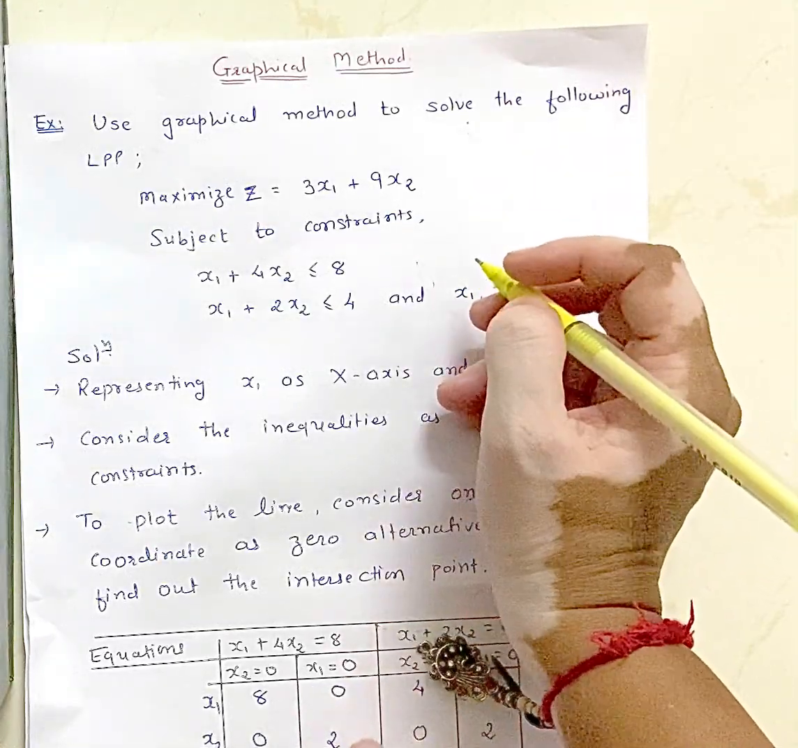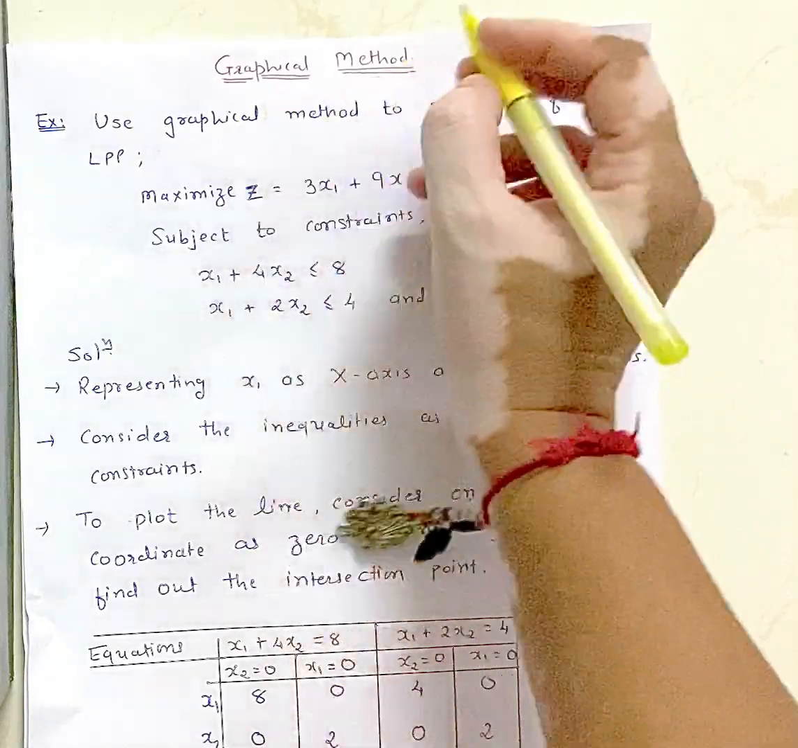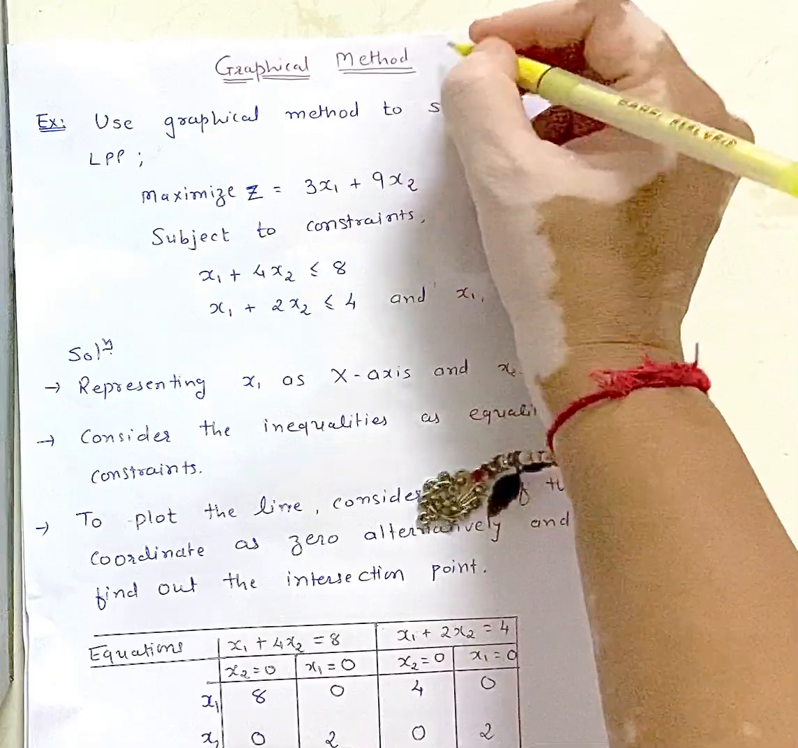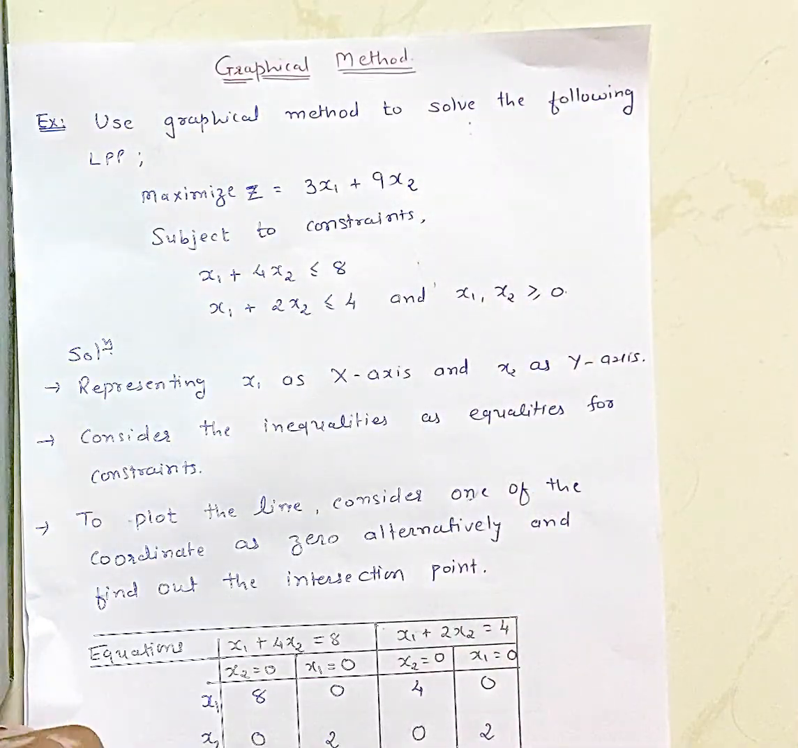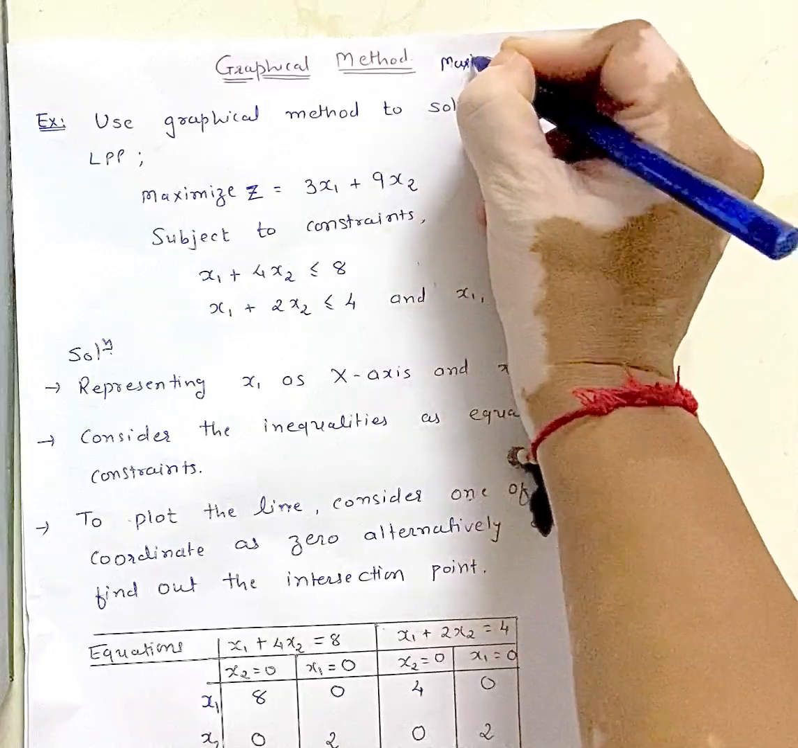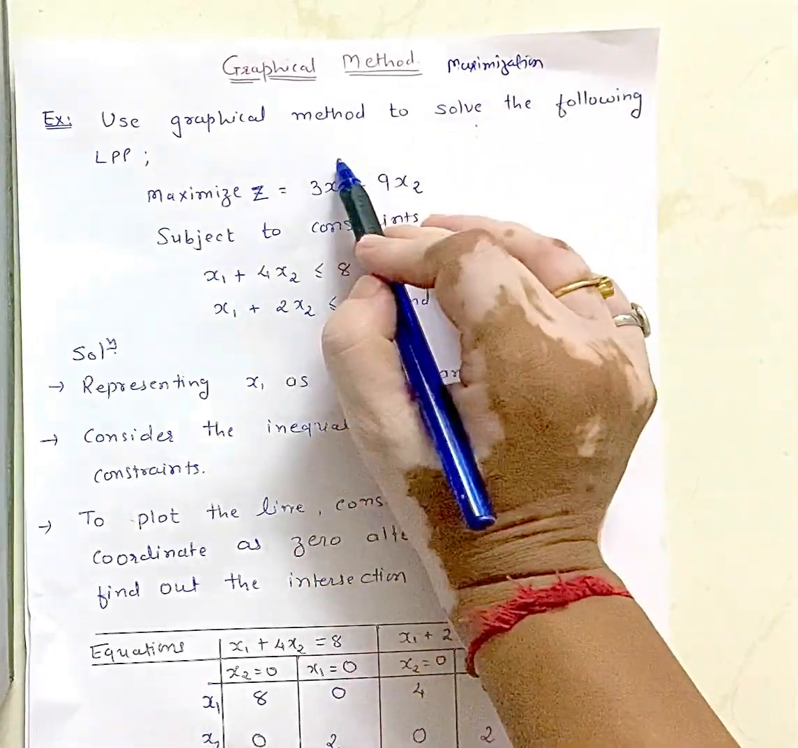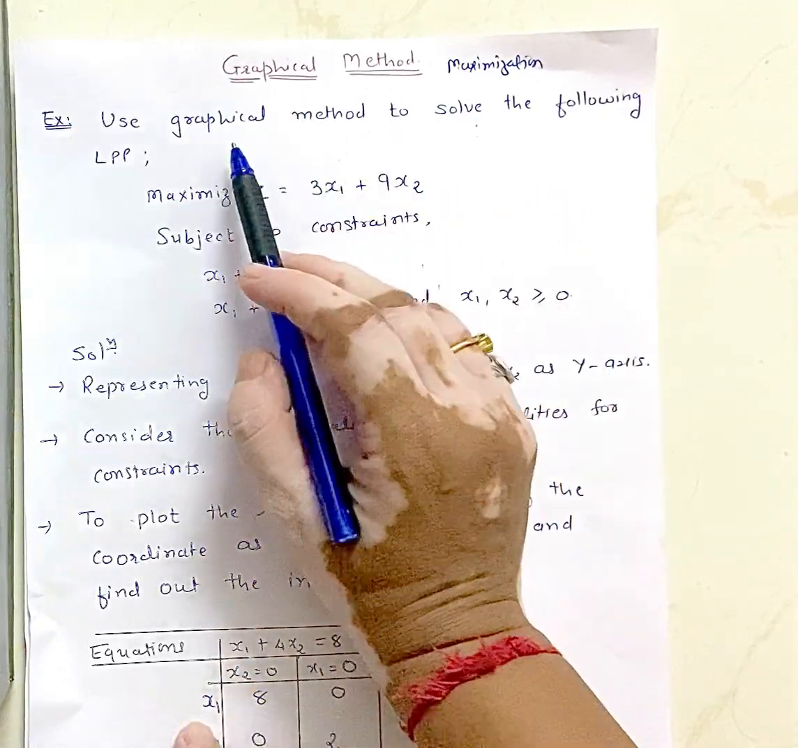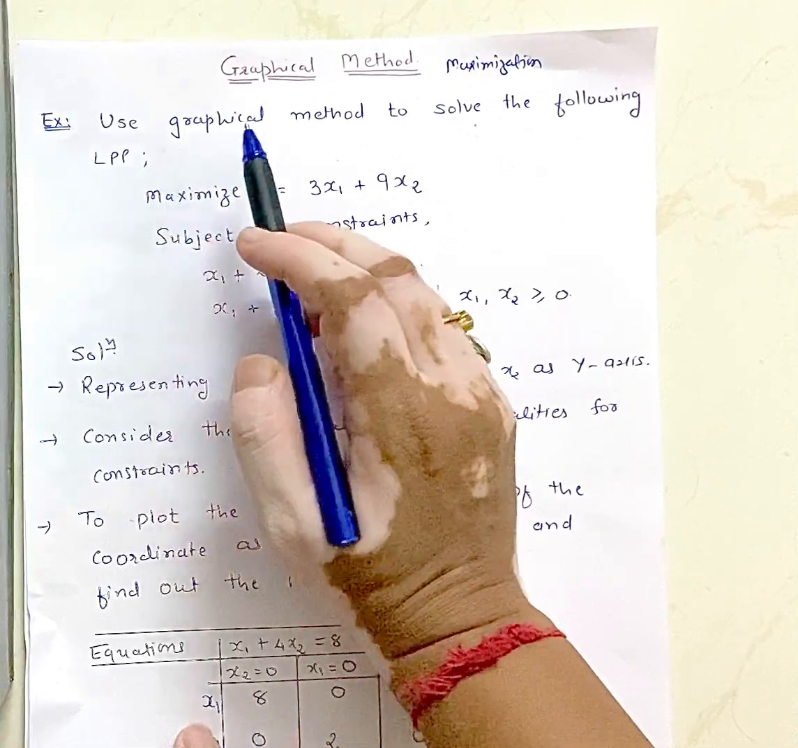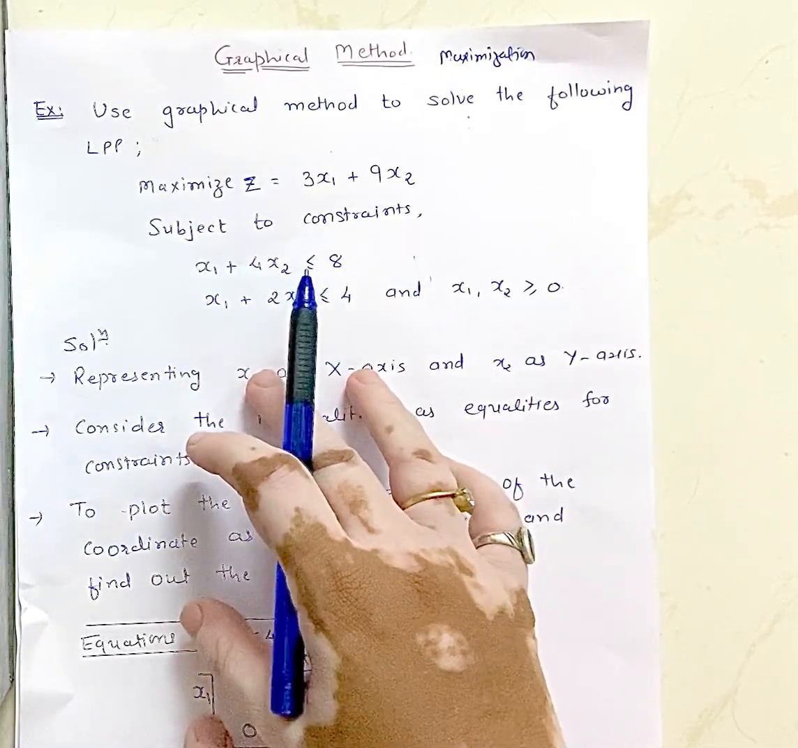Hello everyone. Today we learn about the graphical method of LPP for maximization type problems. The example is given as: solve the following LPP by the use of the graphical method.